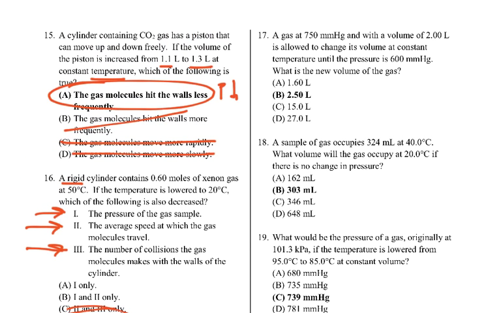17. A gas at 750 millimeters of mercury with a volume of 2 liters is allowed to change its volume at constant temperature until the pressure is 600 millimeters. What's the new volume? Okay, so here is a pressure, and here's a volume. Here's a new pressure. So what's going to happen to the volume? So we know that as the pressure decreases, then the volume is going to increase.